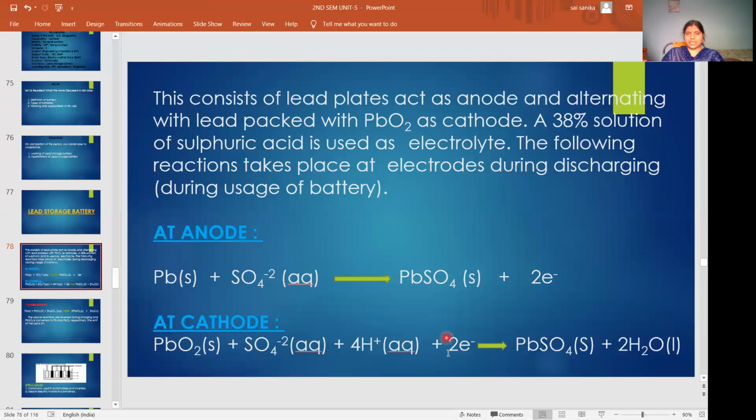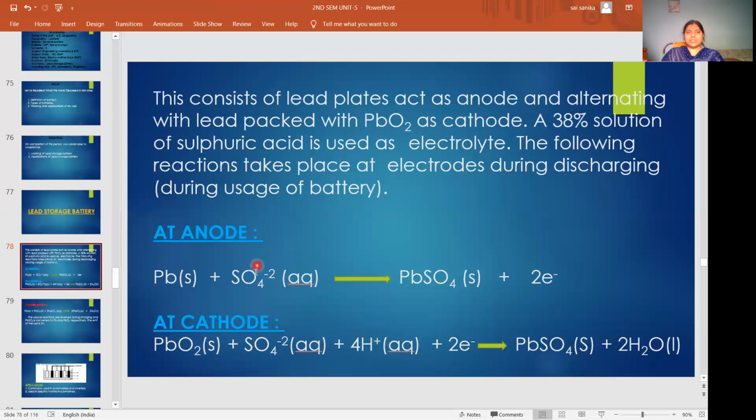That means it is taking electrons. It is taking 2 electrons, it is combining with SO4 minus 2 and 4H plus ions are reacting and it is converting into PbSO4 and 2 water molecules. So this is the reaction at anode, this is the reaction at cathode.